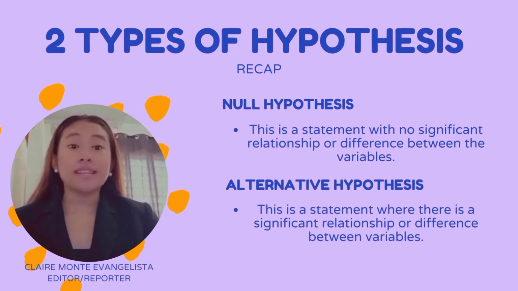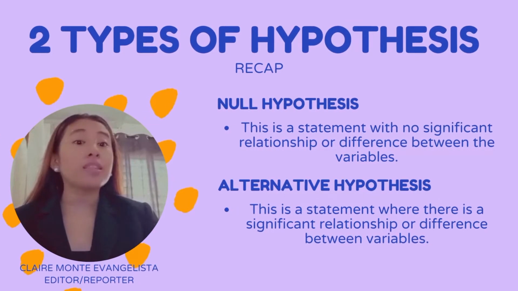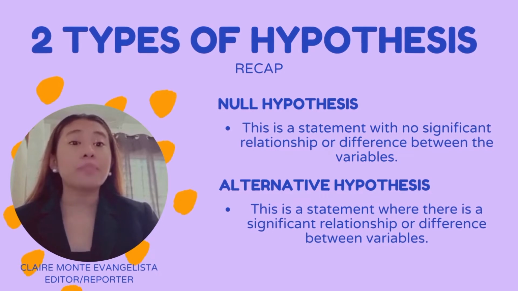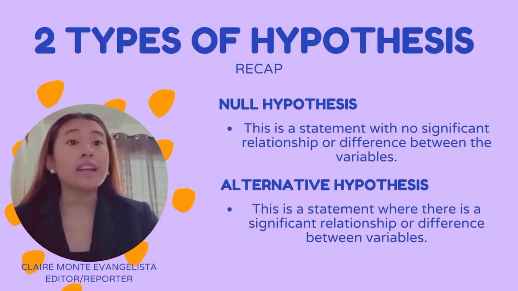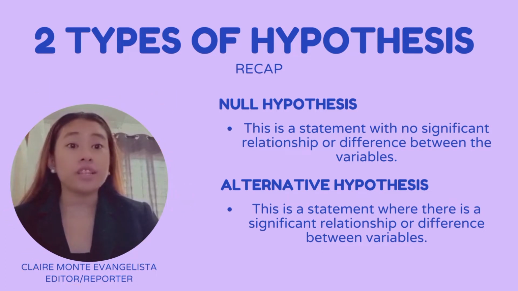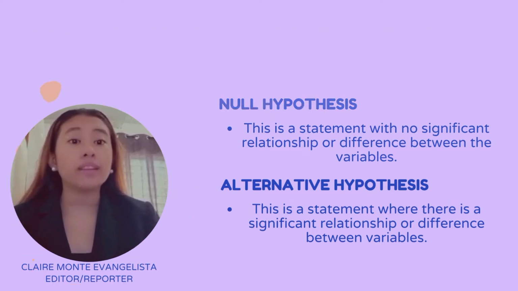In hypothesis testing, there are 2 types of hypothesis. The first one is the null hypothesis. This is the hypothesis in which we compare and reject. This is a statement where there is no significant relationship or difference between the variables, and it is denoted by H sub 0. The other one is the alternative hypothesis, which is a statement where there is a significant relationship or difference between the variables, and it is denoted by H sub 1.